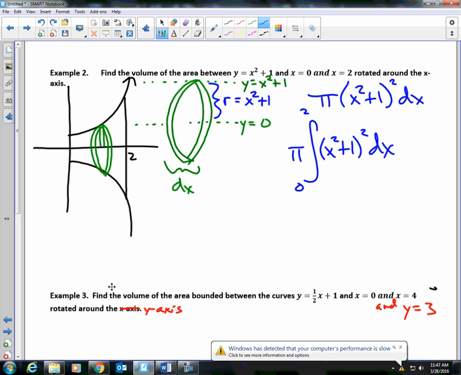Do you know how to find that antiderivative? How? Substitution would work if there was an x outside, but there's not an x outside. So in order to do this antiderivative, we must multiply it out. So that will be part of this challenge for you. If you remember the last unit, we spent a lot of time finding antiderivatives, evaluating these integrals. In this case, we'll go from 0 to 2. We have x to the fourth plus 2x squared plus 1 dx.